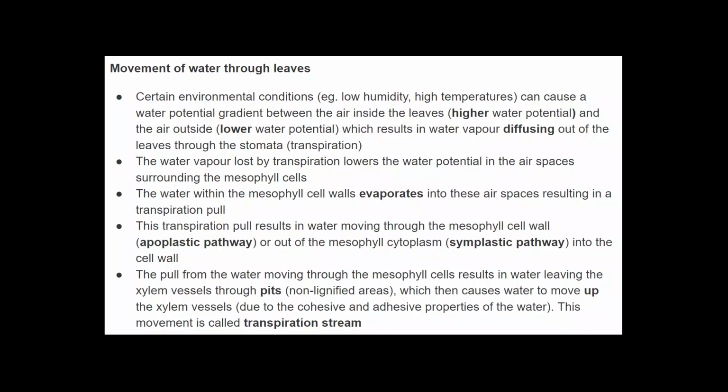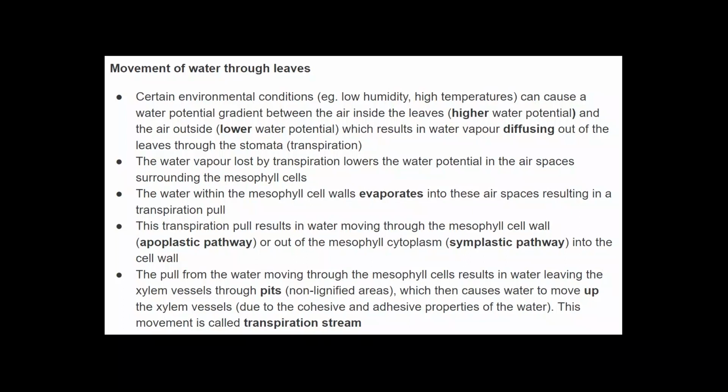The water vapor lost by transpiration lowers the water potential of the air spaces surrounding the mesophyll cells. So more water will be drawn up, therefore. The water of the mesophyll cells evaporates into the air spaces, resulting in a transpiration pull. Remember, the water molecules are cohesive, and as one moves away, it's going to pull other water molecules with it.